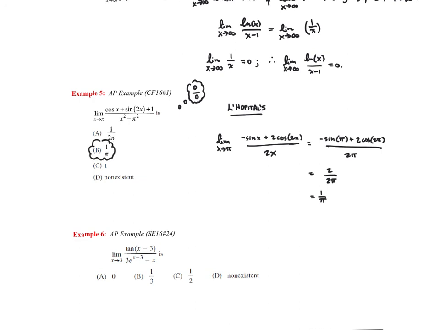Now, I've modeled work that I would only do on the AP exam on a multiple choice question, not a free response question. Okay, let's look at example 6. Very similar here. If you were to insert a 3, you would get tangent of 0, which is 0, over 3 times e to the 0, which is 3, minus 3, which is also 0. So yet again, I'm going to model multiple choice AP exam work.